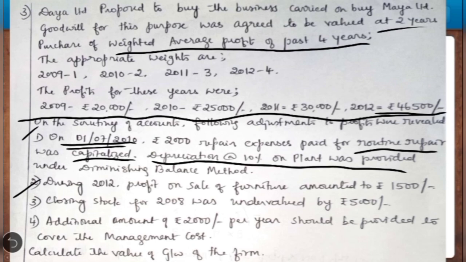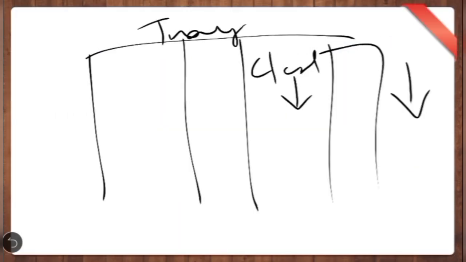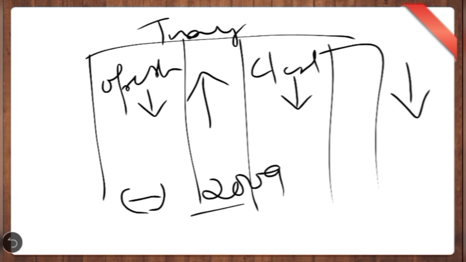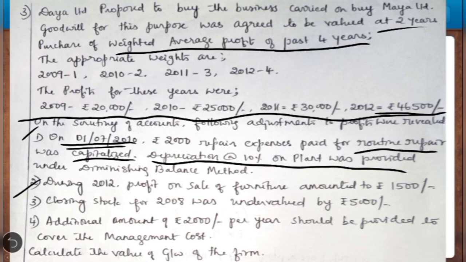But the other adjustment you have to consider: closing stock of 2008 is nothing but the opening stock of 2009. So opening stock of 2009 was undervalued. As I said in the previous question, if you show a decreased amount on the debit side, you are showing that the expenses are less, because of which the profit was increased in the year 2009. Now if you want to correct it, you have to deduct it from the profit of 2009. Okay, so this is one adjustment which is required. Then an additional amount of 2000 per year should be provided to cover the management cost. So this adjustment has to be made to the profit of each year, that is 2009, 10, 11 and 12. So these are the adjustments to be shown in the first step.